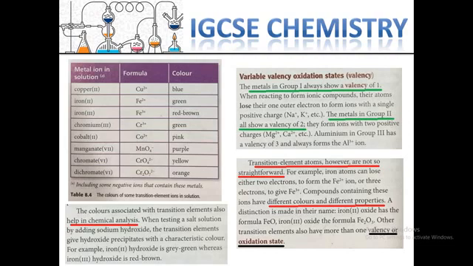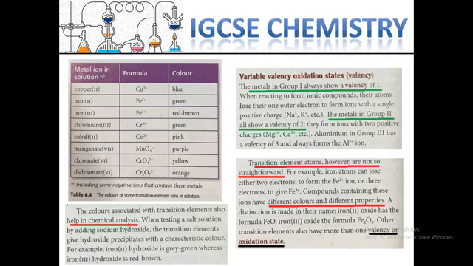About valency or oxidation state: valency is the feature of the element that shows you how many electrons can be lost or gained by the element. For example, here copper has 2 positive, that means the copper has lost 2 electrons. Here iron loses 2 electrons, and another iron loses 3 electrons.